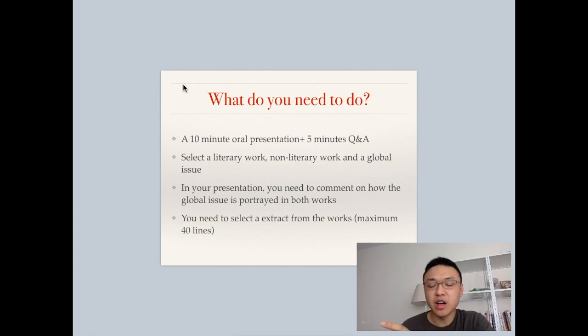On the other hand, for the non-literary text, you may or may not select an extract, because your non-literary text can be a very short piece of work. It can be just an advertisement or even a poster. If it's short, then you don't need to select an extract. But if your non-literary work is long, then you should select an extract. The extract can be a maximum of 40 lines. So I hope this is clear.